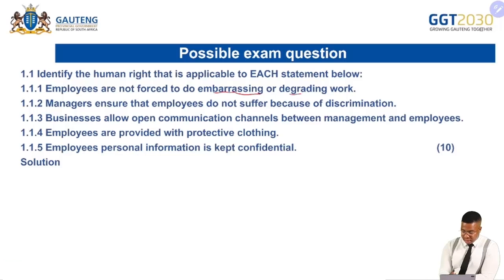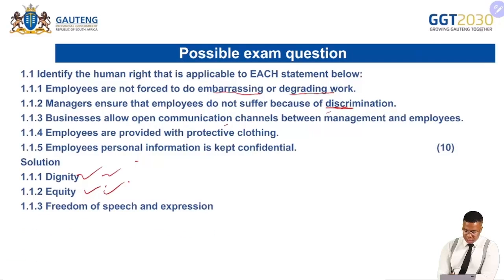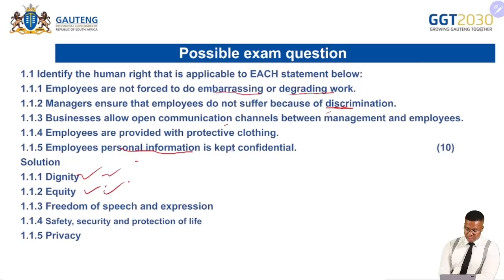Looking into embarrassing and degrading, the answer there should be dignity. That's 2 marks for that. And then managers ensuring that employees do not suffer because of discrimination, that should be equity, because it has to do with equality, one not feeling less important. And then allowing open communication channels between management and employees, expression of what now? Freedom of expression and speech. Freedom of speech and expression. And then employees are provided with protective clothing, that is safety, security and protection of life. And then employees' personal information being kept confidential, that is privacy there.